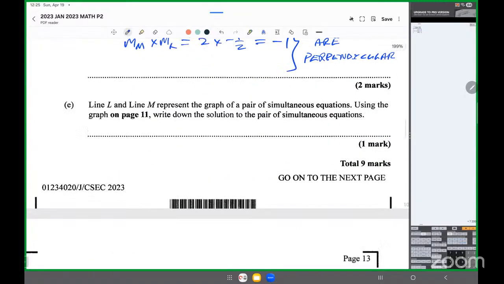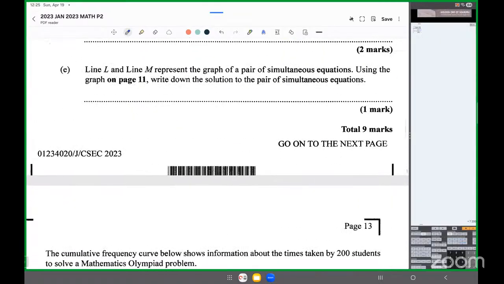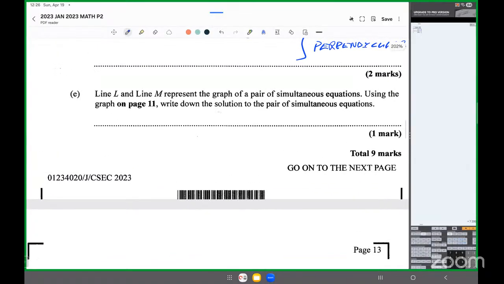All right. Next one says line L and line M represent the graph of a pair of simultaneous equations. Using the graph, write down the solution to the pair of simultaneous equations. The solution is the point of intersection. The solution of a pair of simultaneous equations is the point of intersection. So when you solve simultaneous equations, that's what you're actually finding. Let's look on the graph and see what it is.